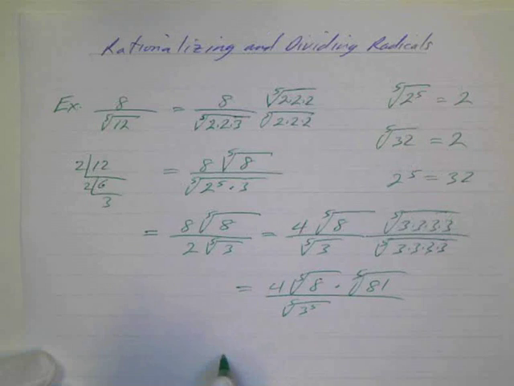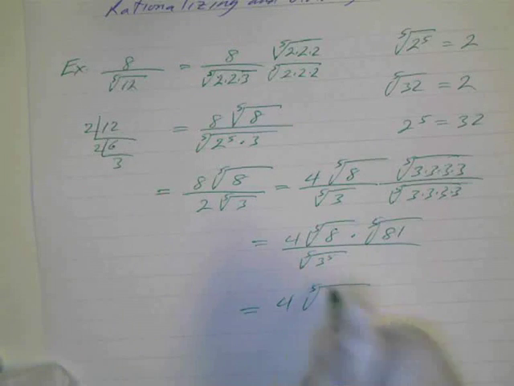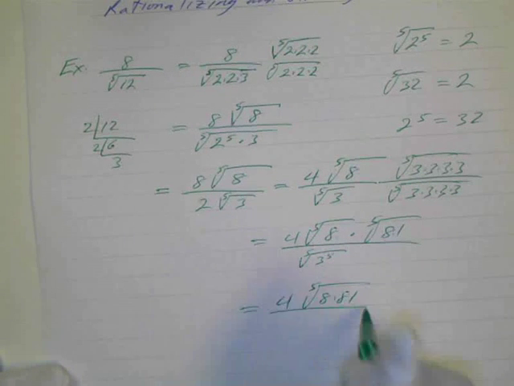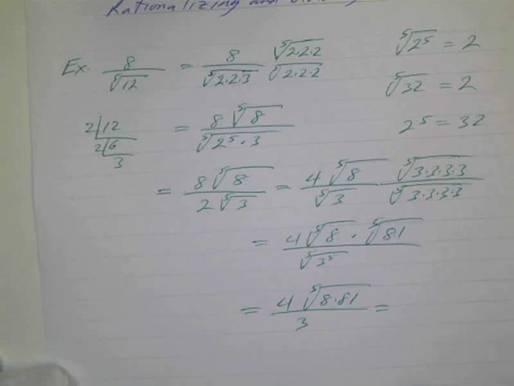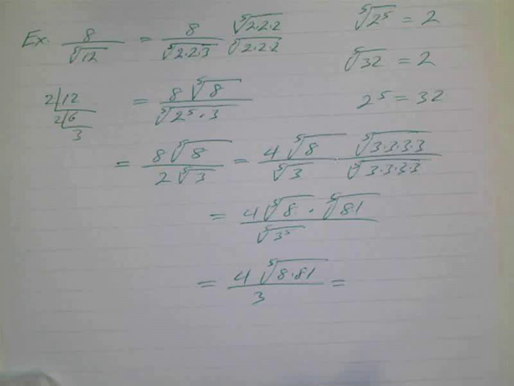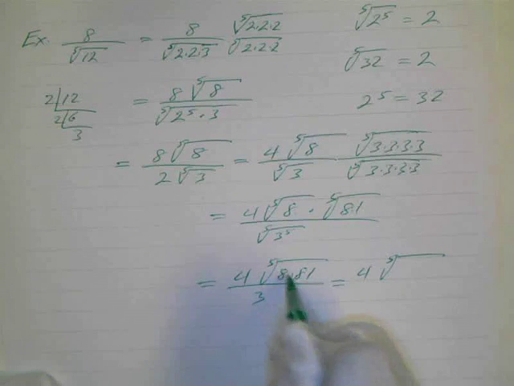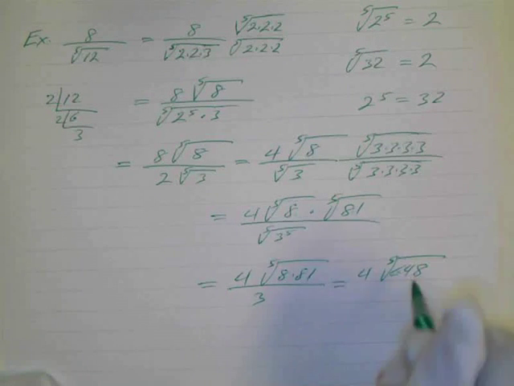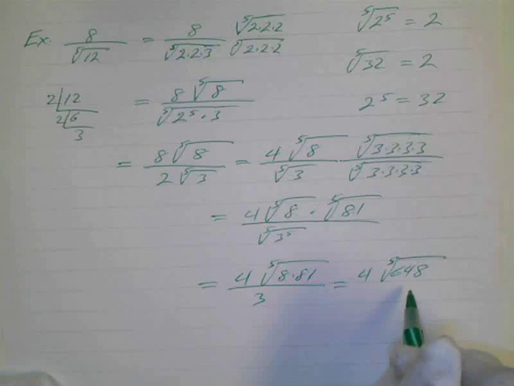So now I've got 4 times the fifth root of 8 times 81, because I couldn't put those both under the same radical, all over, and the fifth root of 3 to the fifth is just 3. And what's 8 times 81? Well, 8 times 1 is 8. 8 times 8 is 64. So it's 648 all over 3.